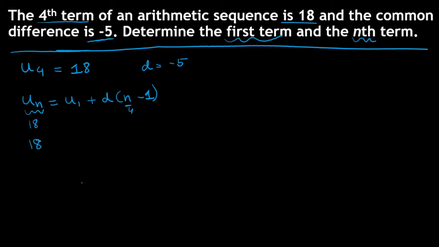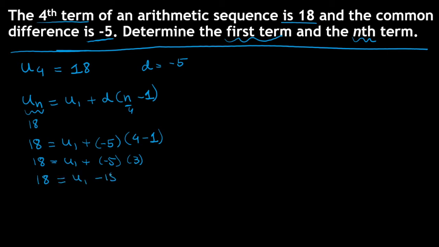So putting these values in, we get 18 is equal to u1 plus common difference, which is minus 5, into n is equal to 4 minus 1. So 18 is equal to u1 minus 5 into 3. And then we have 18 is equal to u1 minus 15. So u1, or our first term, is 33. Right? We have solved the first half of this question. Now we have to find the nth term.